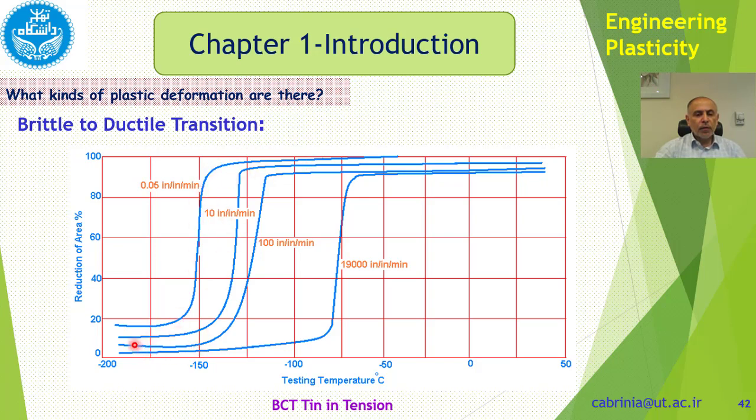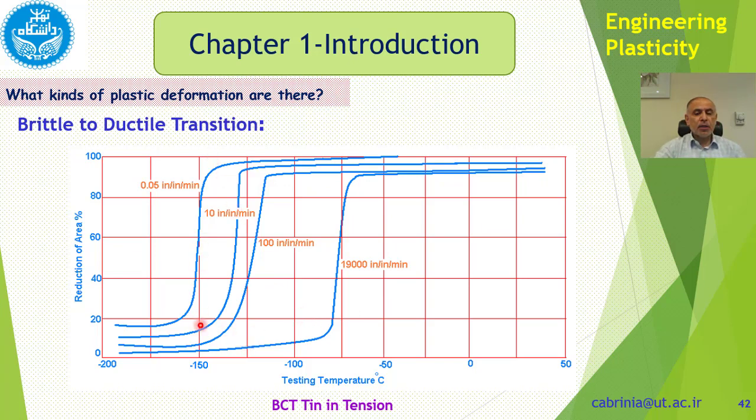Now if we look at different strain rates, we see the same behavior being repeated, except that this transition moves to the right. If you increase the strain rate, the transition temperature, or this range of transition temperature, increases in fact. So here we could see the effect of strain rate and temperature together.